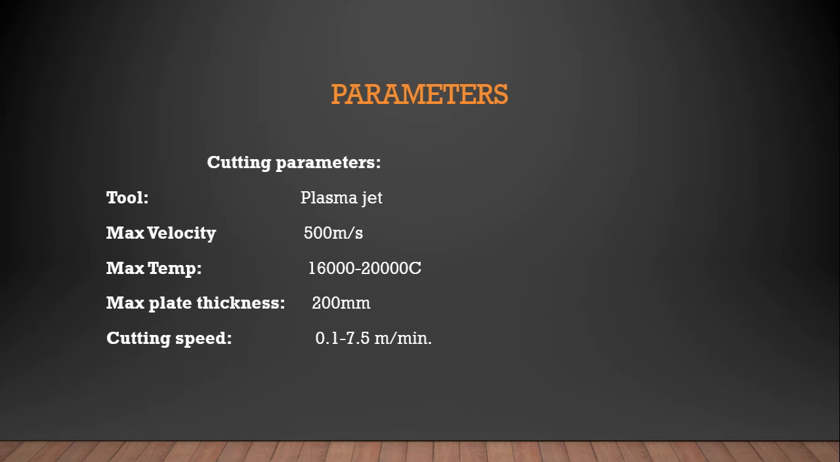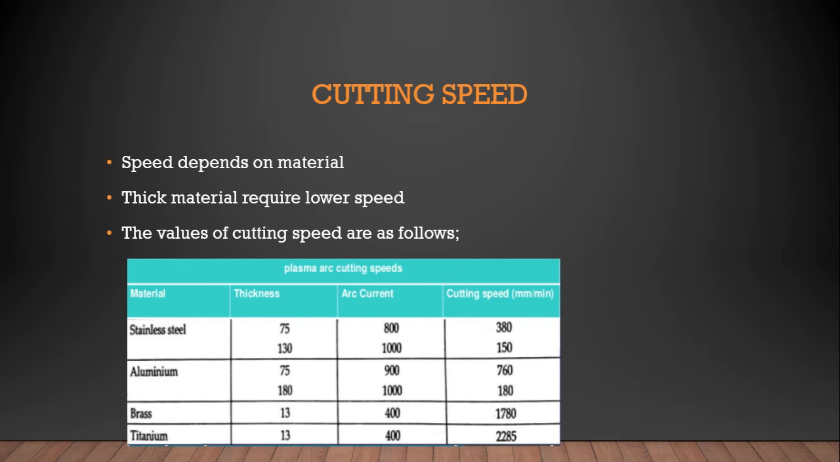Next, cutting speed. Speed depends upon the material. If the material is thick, then it will require lower speed as compared to thin material. The values of cutting speed for different materials are as follows. We can see in the table, stainless steel with 75 thickness and 800 arc current has a cutting speed of 380, while 130 thickness and 1000 arc current has 150 cutting speed.